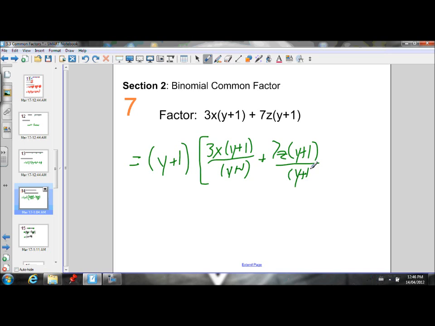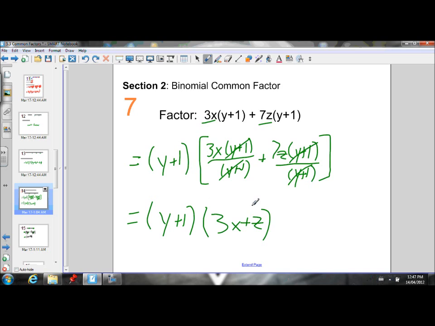And you'll notice that these y plus 1s cancel. Okay, you won't have to show all these steps every time, but just for the first one it's a good idea to show it. Those y plus 1s cancel, and what we're left with is a y plus 1, and then on the inside, all we're left with is a 3x plus 7z. Oh, 7z, sorry, I forgot to write that here. We took out the y plus 1, and we're left with the 3x and the 7z on the inside.